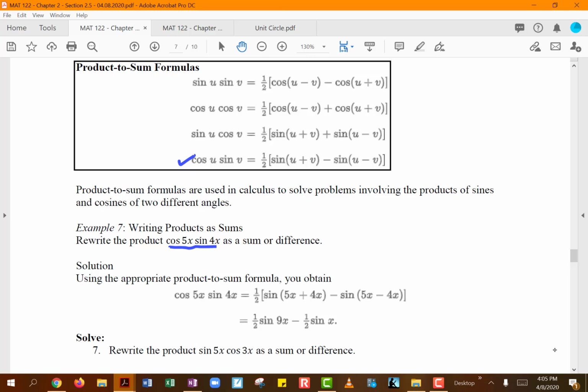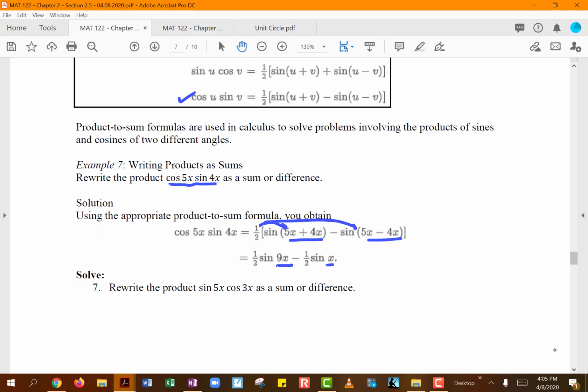So that's cosine of 5x, sine of 4x, which gives you 1/2 sine of 5x plus 4x, which of course will add up to give you sine of 9x. And then here you have minus sine of 5x minus 4x, which will just end up giving you 1x or just x. Then what they did was take this 1/2 and distribute it with both the signs. Once you're just translating that formula, it cleans up pretty quickly, and you have 1/2 sine of 9x minus 1/2 sine of x as your final answer.